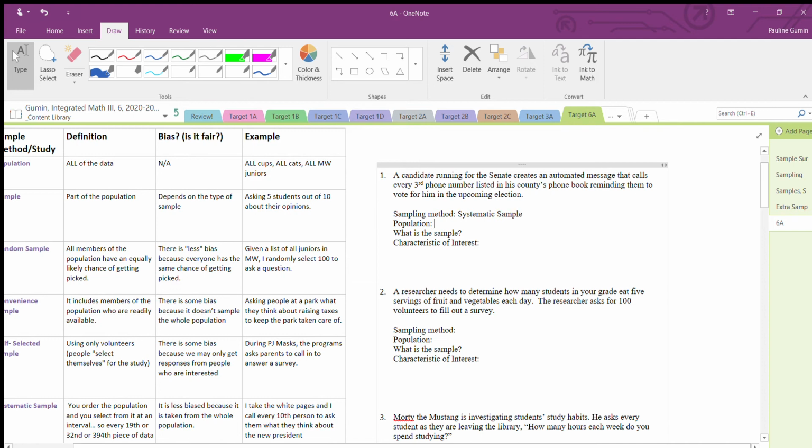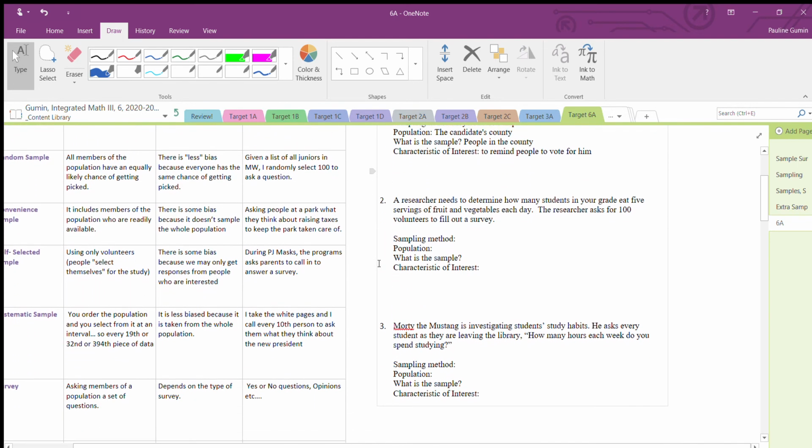The population of this sample, the whole population, is the candidate's county. What is the sample? People in a county. And the characteristic of interest, what does he want to find out? Well, I guess the characteristic, what is the point of him doing this? And that is to remind people to vote for him.